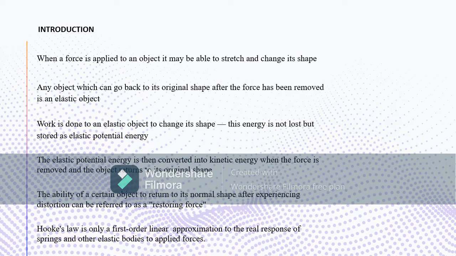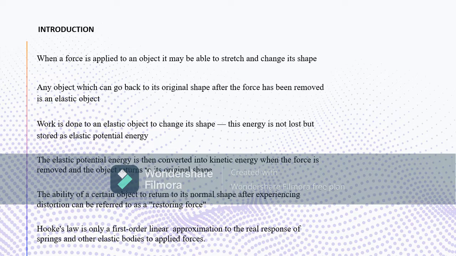Introduction of Hooke's law. When a force is applied to an object, it may stretch and change its shape. Any object which can go back to its original shape after the force has been removed is an elastic object. Work is done on an elastic object to change its shape. This energy is not lost, but stored as elastic potential energy.